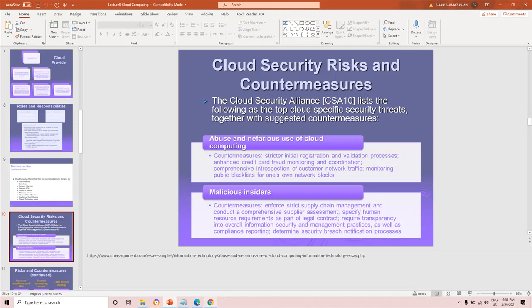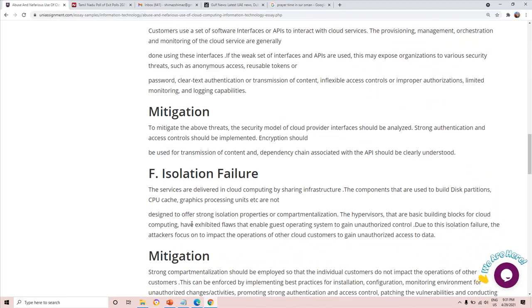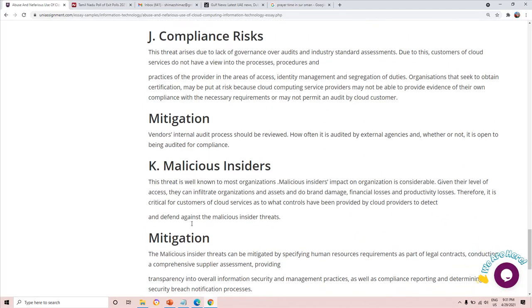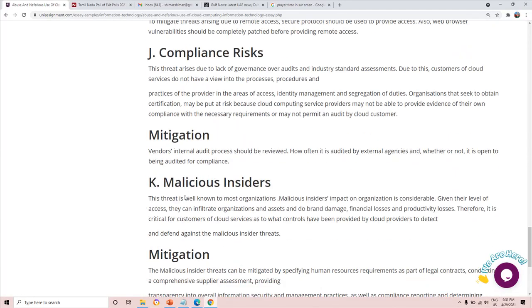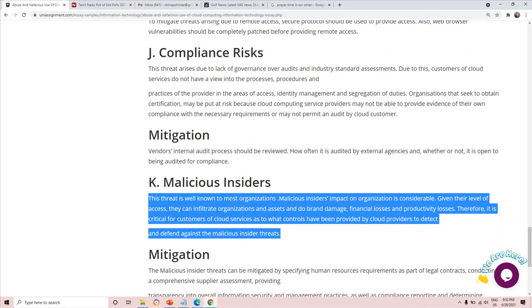Next one is called malicious insiders. This threat is well known to most organizations. Malicious insiders are the people inside the organization with some kind of malicious intention. Their impact on the organization is very huge. Why? Because of their level of access, they exist inside the organization. They can access a lot of resources, and through this access, they can do a lot of damage, financial loss, and productivity loss.